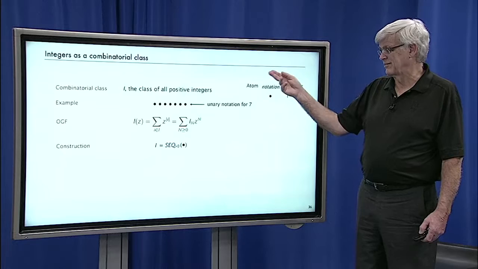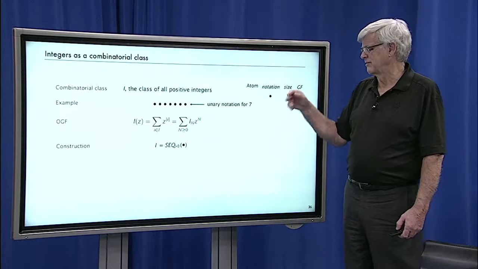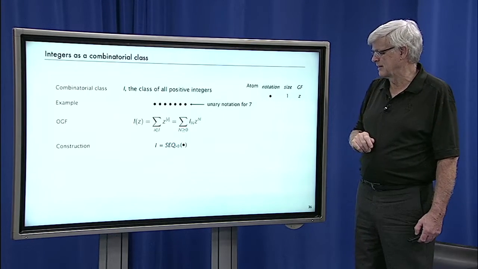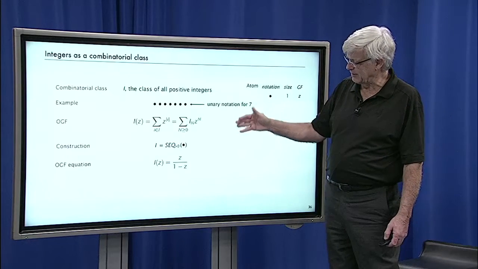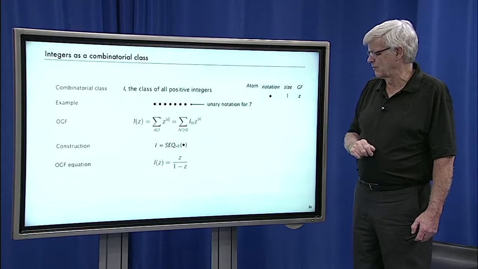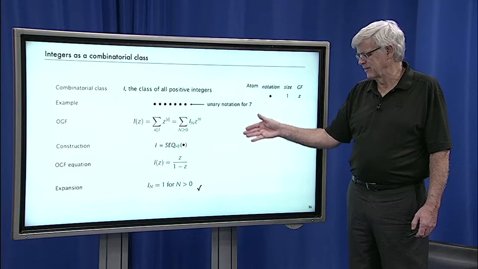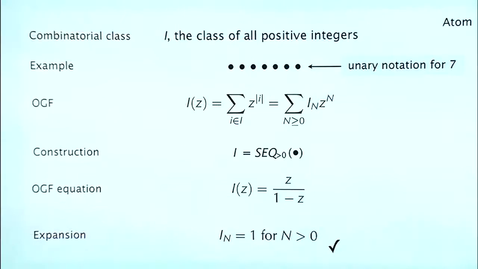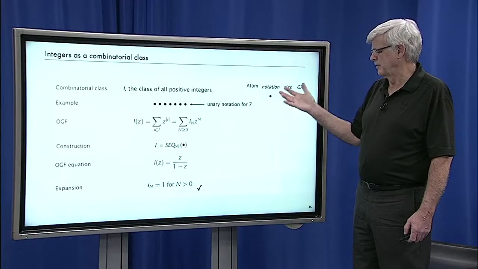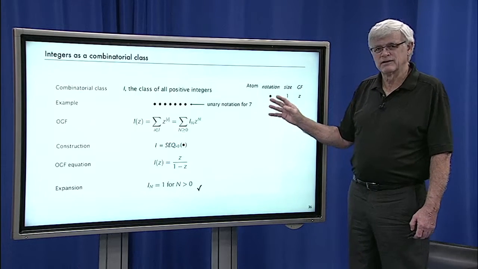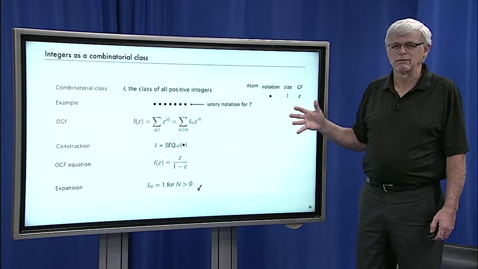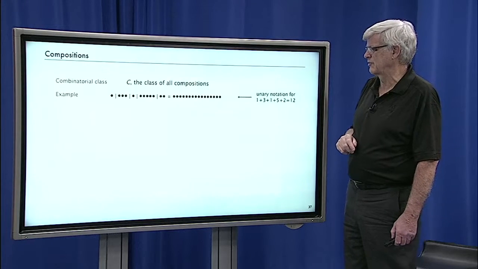And what is a positive integer? It's a sequence of at least one atom. And so from the symbolic method, the generating function is z over 1 minus z, so that means that there's one integer for all positive n. And so that seems like a trivial derivation, but again, making these kinds of arguments for things that we understand so well lead us immediately to be able to address more complicated problems with the same basic structure.